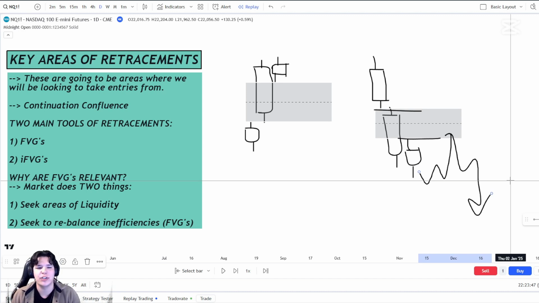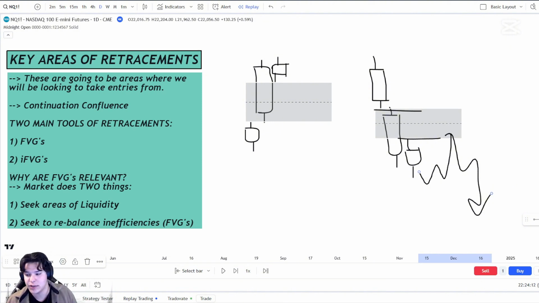So how are you going to be able to filter quality fair value gaps from what wouldn't be quality fair value gaps, some that you shouldn't take into account? And the key for that is going to be context, context, context. What is price action doing to the left and relative to everything that is happening, and how is that fair value gap getting created? Okay, and I'm going to dive into that with actual visual examples.